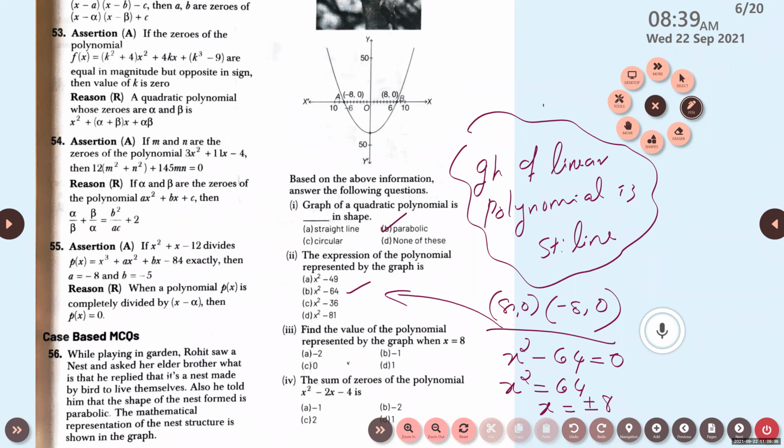Okay. Third question. Find the value of the polynomial represented by the graph when x equal to 8. When x equal to 8, what will happen to the graph? The graph's equation we found is x square minus 64 equal to 0. When x equal to 8, what is the value? 0. So option C.